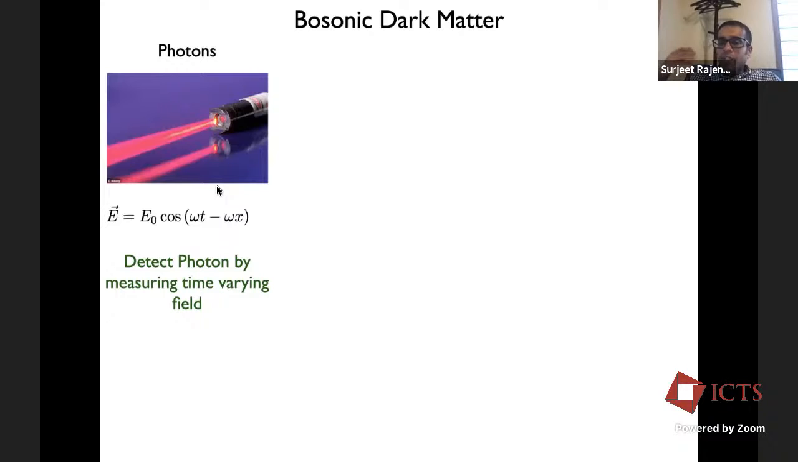So how do we think about these bosonic dark matter waves? Well, let's think about a wave that we understand very well, which is basically the electromagnetic wave of the photon, right? So in this picture, I've shown a laser, and there's an electromagnetic wave coming out of it. One way of thinking about this laser is indeed as photons one by one, or a large number of them coming out from this laser.